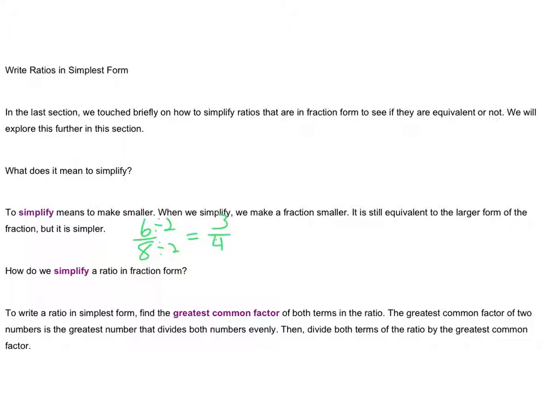How do we simplify a ratio in fraction form? Well, to write a ratio in simplest form, find the greatest common factor in both terms, like we just did up there. Okay, we could take a 2 out of both, and so we did. Then we divide both terms by that number, and we should get our simplified form. If you notice, you check again, 3/4, I can't take anything out of 3 and 4, but if I could, I would need to do so. So we keep doing that until we can't take anything out anymore, and 3/4 is the simplified version.